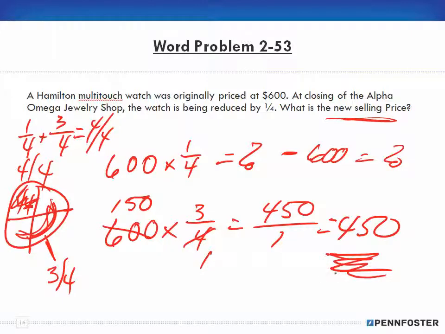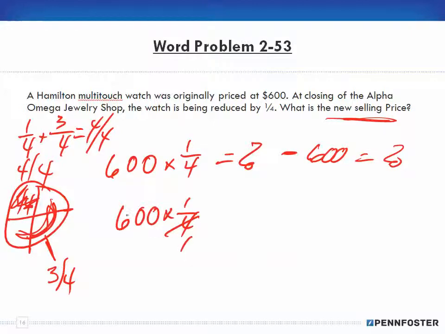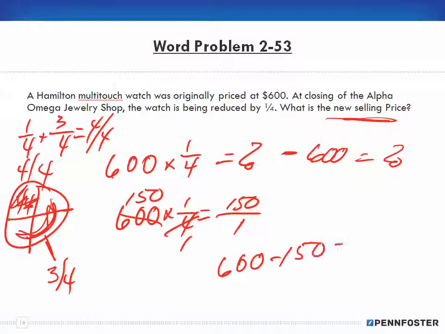If I wanted to do it the other way, I can say, okay, I'm reducing by 1/4, so I can take the 600 times the 1/4 and reduce it this way. 4 into 600 goes 150, so I end up with 150. That's how much it's being reduced by. Well, I don't want to know what it's being reduced by. I want to know what the new selling price is, so I have to take the 600 and subtract the 150, and I get my 450 as my answer.